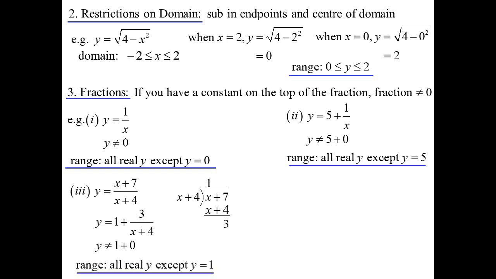So there's the polynomial. I'm not saying you would do that necessarily, but if we did a polynomial division on that, it would look something like that. And so we see, oh yeah, it goes in at once with the remainder of 3. Hence we get 1 plus 3 on x plus 4. As I say, we can't get 1 plus 0 then. So it's all real y except y equals 1.